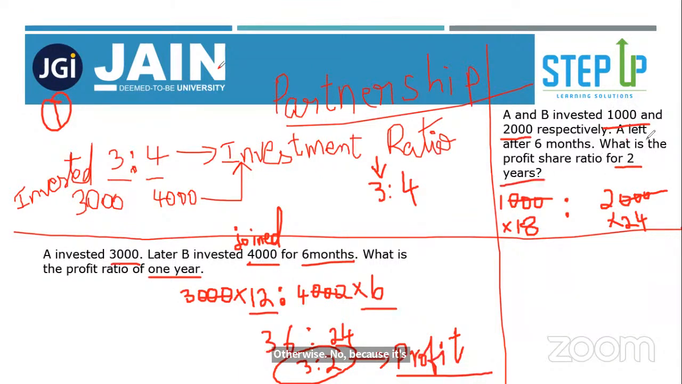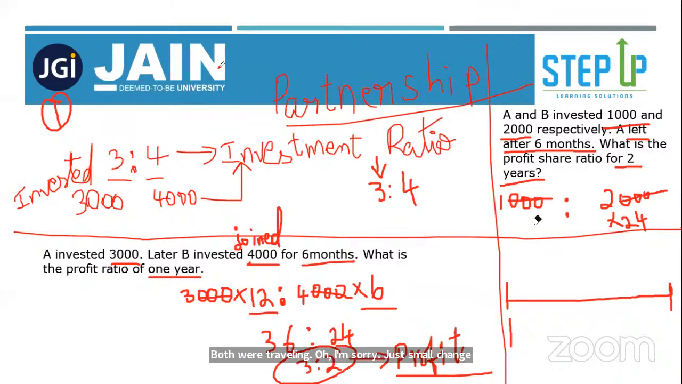So he left after 6 months. That means from the beginning he was there. A and B both were traveling. Oh, I'm sorry, just a small change. He left after 6 months, so only with 6 I multiply. So into 6. Okay. So then this becomes 1 and this becomes 4, 8, and the ratio is 1:8.